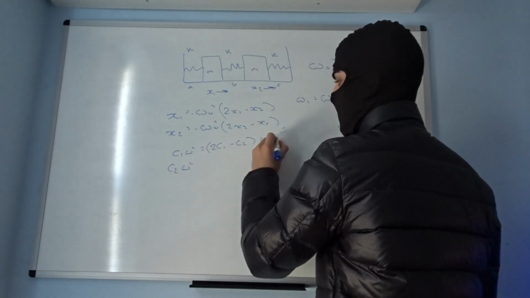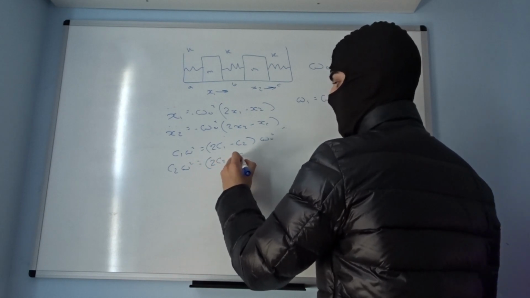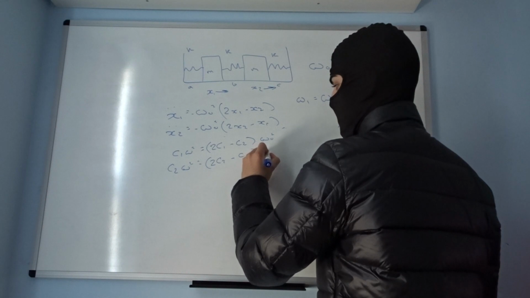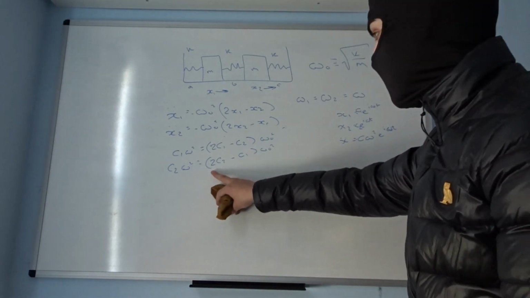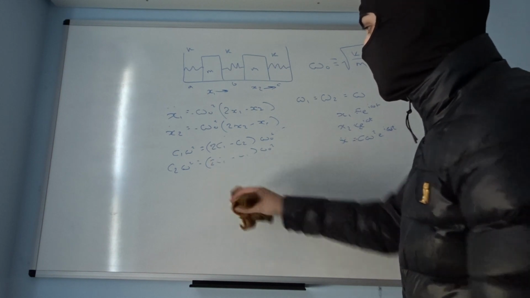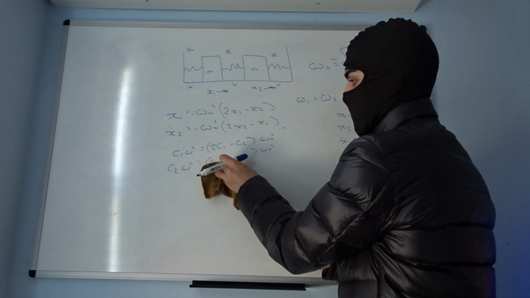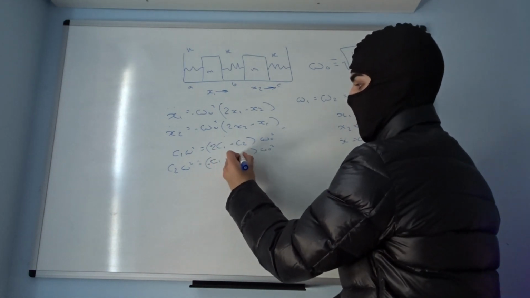Same for C2, we're going to get equals 2C2, and that's what we're left with right now. So actually I'm going to rewrite this to minus C1 plus 2C2. I'll just change the order.